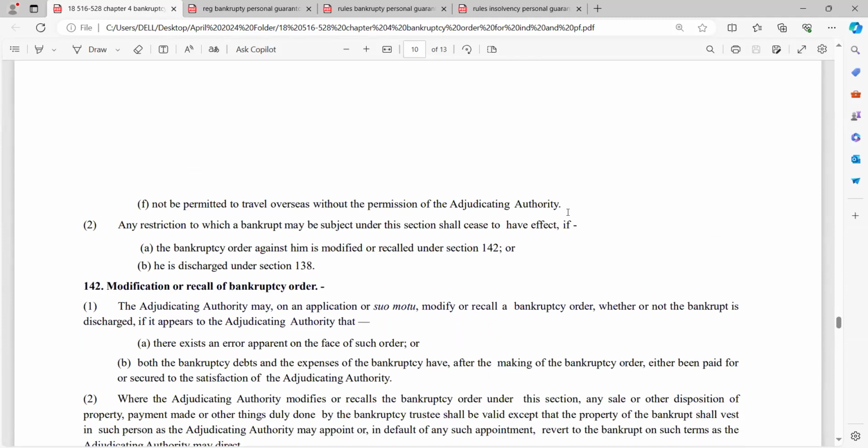So the logic is the same: any restriction to which the bankrupt may be subject under this section shall cease to have effect if the bankruptcy order against him is modified or is discharged. Now Section 142, modification or recall of bankruptcy order. Once an application is admitted, how will it be recalled afterwards? By the adjudicating authority.